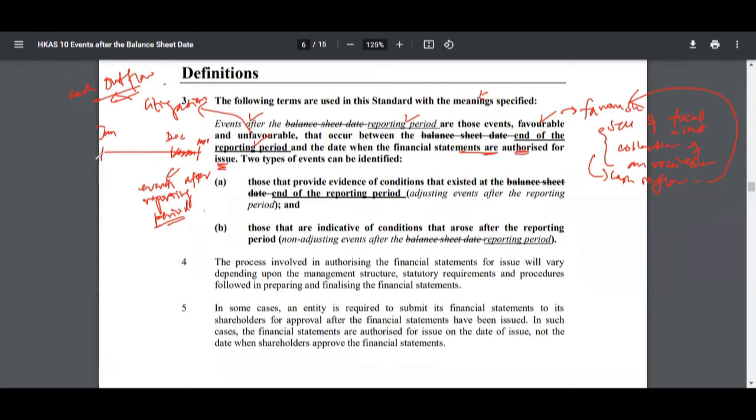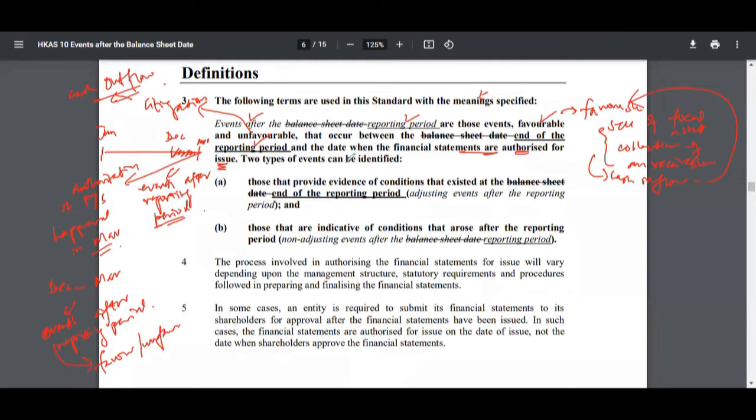So let's say if I come back to this example, your reporting period was January to December, and then the authorization of financial statements happened in March, right? And so things that happen between December and March are basically called events after the reporting period. Now these events could be favorable or unfavorable. So this paragraph, that's all it's talking about.